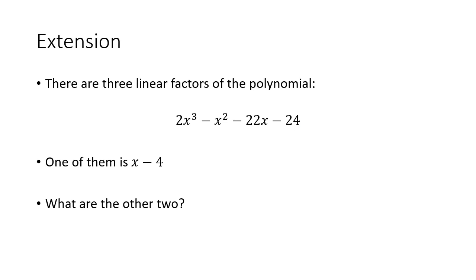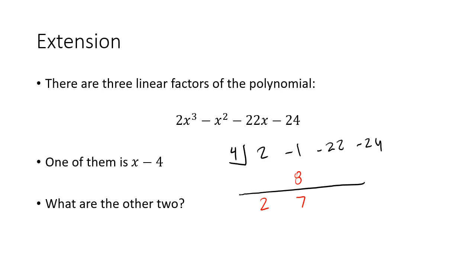All right, so one last thing here. If I told you that there were three linear factors of this polynomial, 2x cubed minus x squared minus 22x minus 24, and I told you that one of them was x minus 4, could you tell me the other two? And so this is kind of where we're going here with all of this. So let's just do that division, and we're going to use synthetic division because it's faster. So there'd be a 4 in that box, and then the coefficients are 2, negative 1, negative 22, and negative 24.